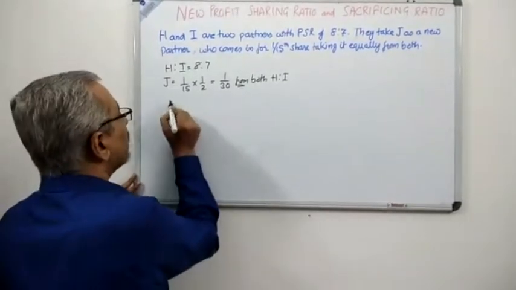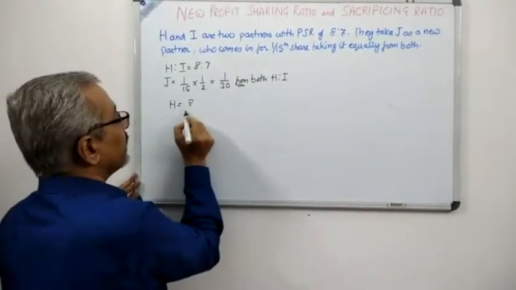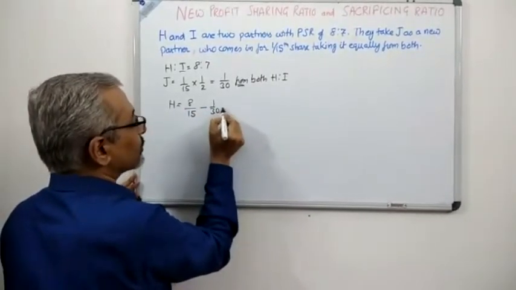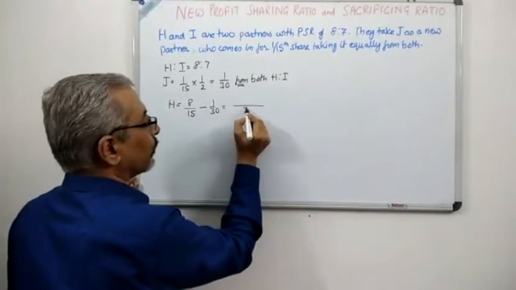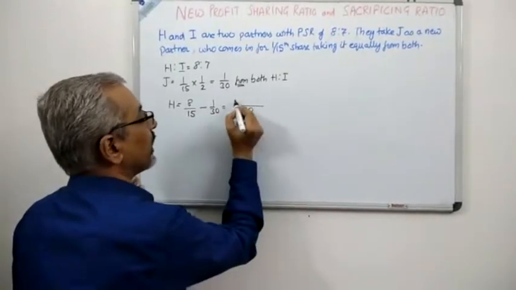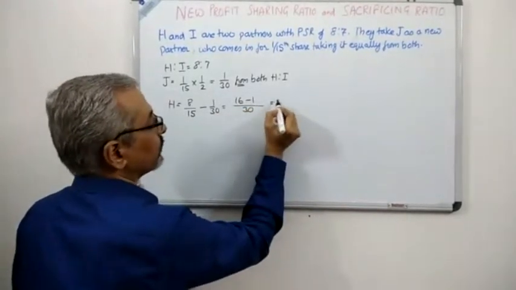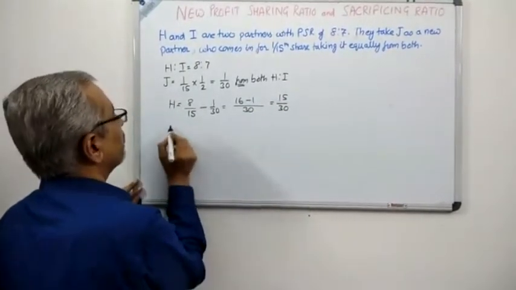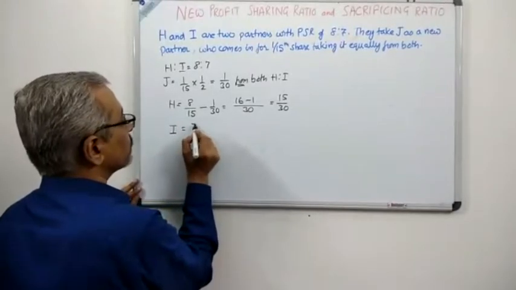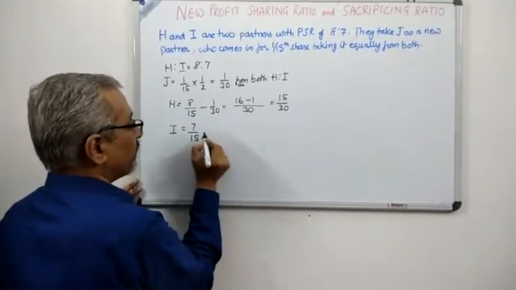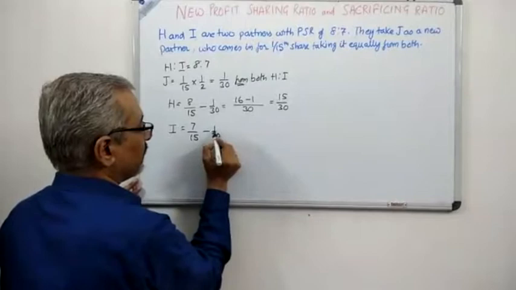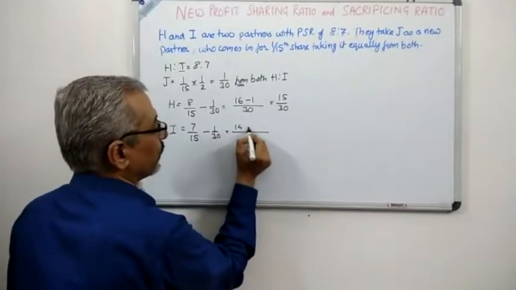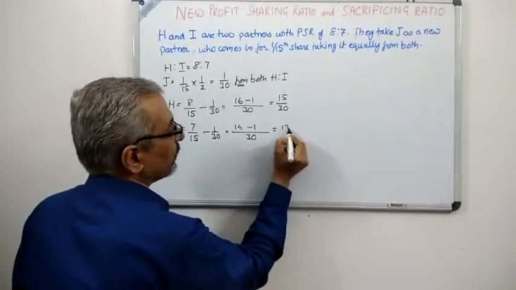So what was H's original share? It was 8/15. How much has been taken? 1/30. So what is the LCM between 15 and 30? Obviously it is 30. So we have over here 16 minus 1. So he's left with 15/30 now. And if you take up the next partner, I's original share was 7/15 minus 1/30. So over here 30 is the LCM. We have over here 14 minus 1, that is 13/30.